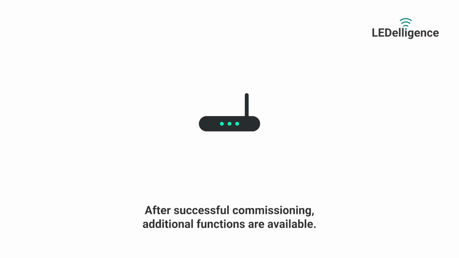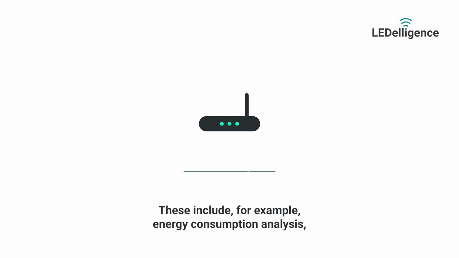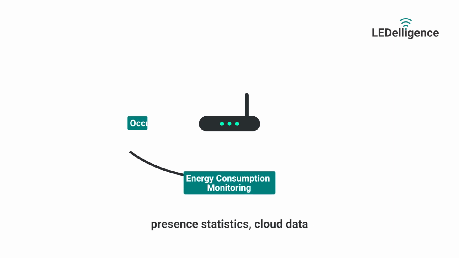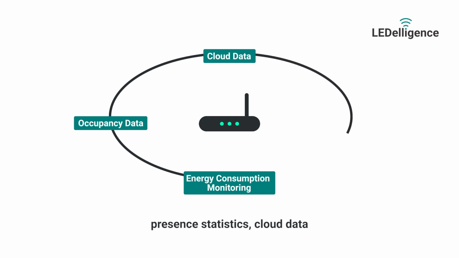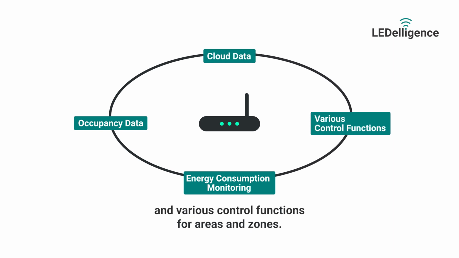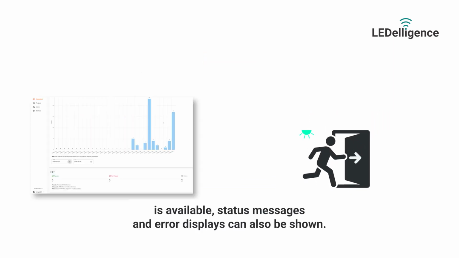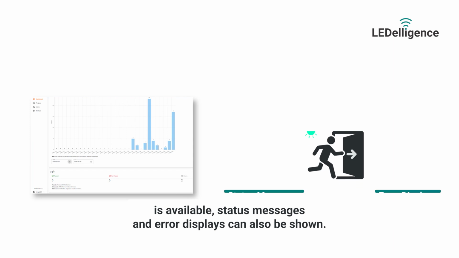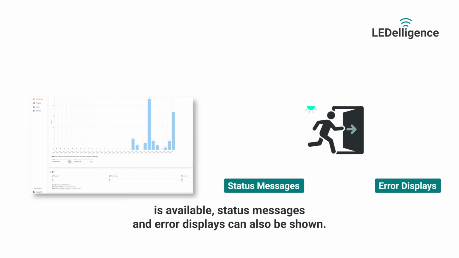After successful commissioning, additional functions are available. These include, for example, energy consumption analysis, presence statistics, cloud data, and various control functions for areas and zones. If an emergency lighting function is available, status messages and error displays can also be shown.